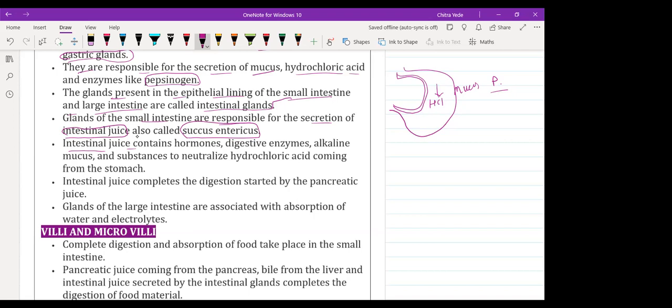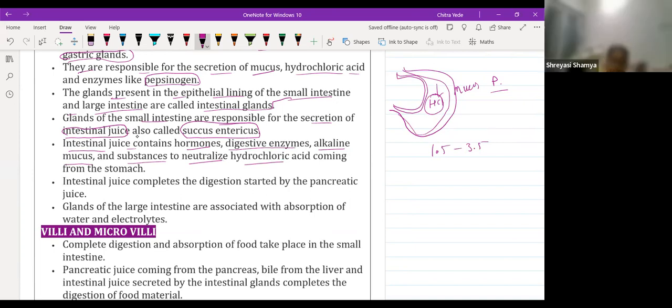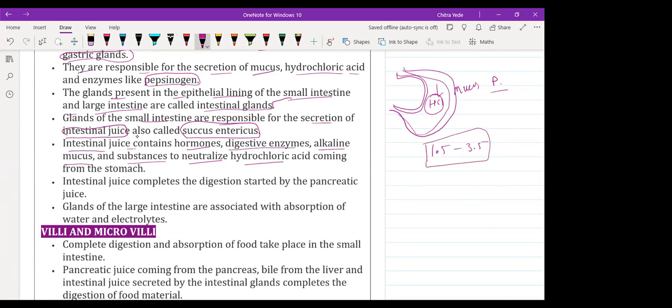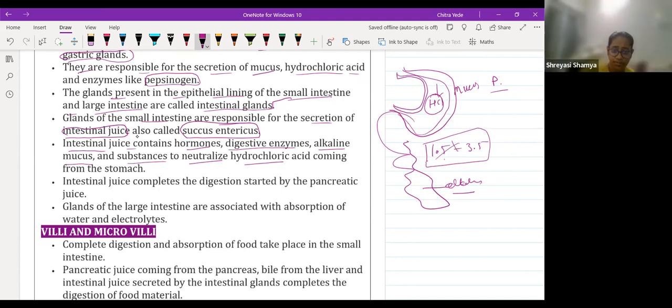Next, intestinal juice contains hormones, digestive enzymes, alkaline mucus, and substances to neutralize the hydrochloric acid. The acid secreted in the stomach, which is HCl, has a pH value of 1.5 to 3.5. So it is really very acidic in nature, and when it enters the small intestine, the food has to become alkaline. Why? Because that acid has to be neutralized. Otherwise, it is going to harm the inner wall of the intestine.